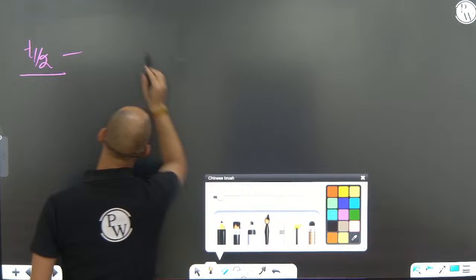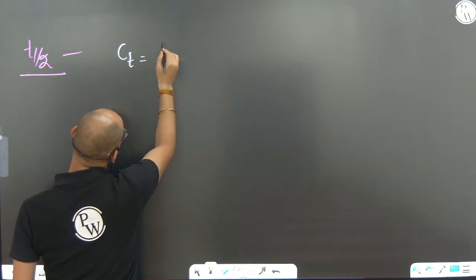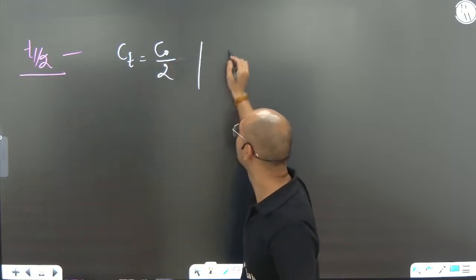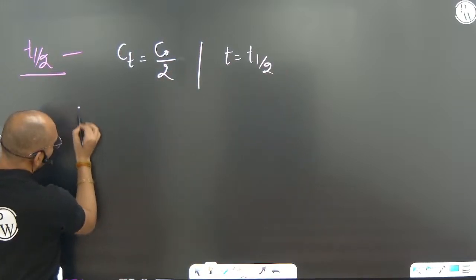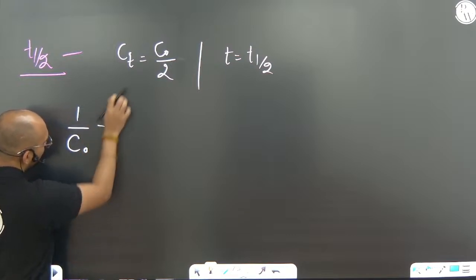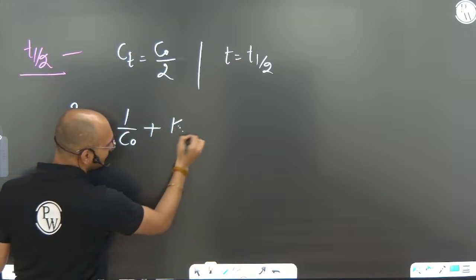For T half, what can we say? T half means T equals C naught by 2. Yes or no? For sure. I hope you understand. And T will be equal to T half. What is the integrated rate law? 1 by Ct equals 1 by C naught plus Kt. Here Ct is C naught by 2, so this will become 1 by C naught plus K into T half.